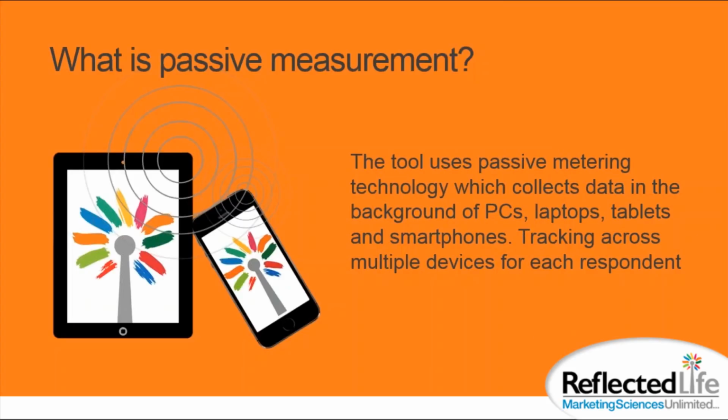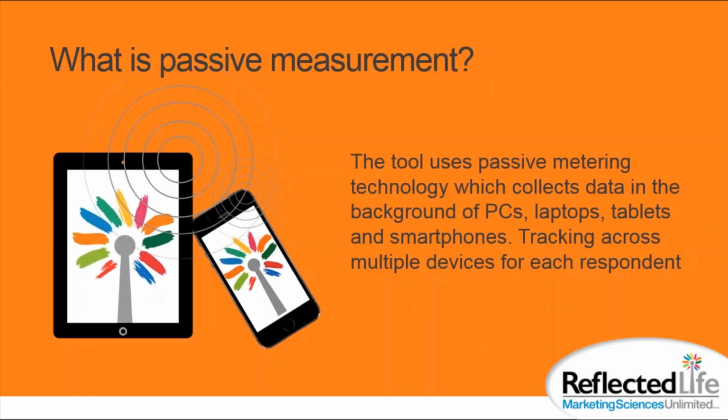So if we take it then that passive metering is important, let's take a moment to think about what exactly passive metering is. In essence, passive metering is asking respondents, consumers, to download an app onto their various devices. This app sits in the background and it collects information about online behavior and device usage, collects it silently in the background, and then sends that back via a VPN connection to our central servers.